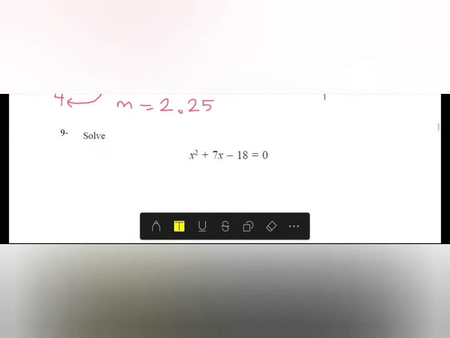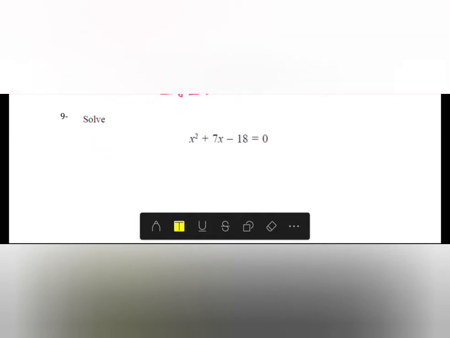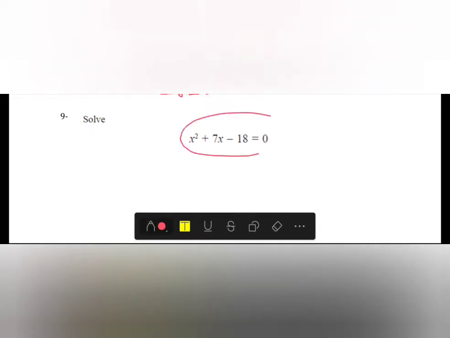Question 9. Solve. In this question, we're going to solve the equation. And by solving, it means finding the values of x. Now, as we can see here, this is a quadratic equation, and it's equal to 0. So to solve quadratic equations, we have to factorize them. And by factorizing, we have to use the double bracket method.